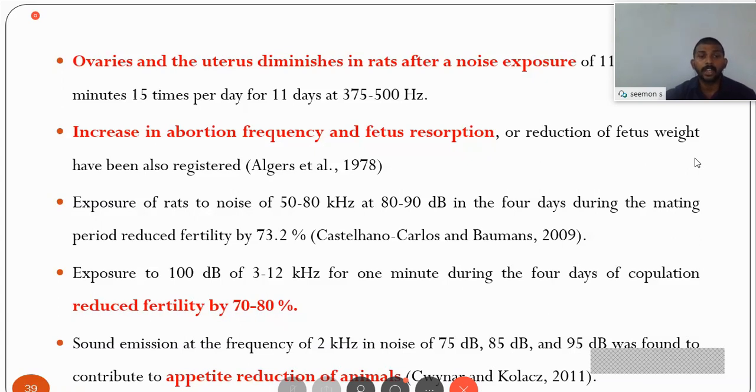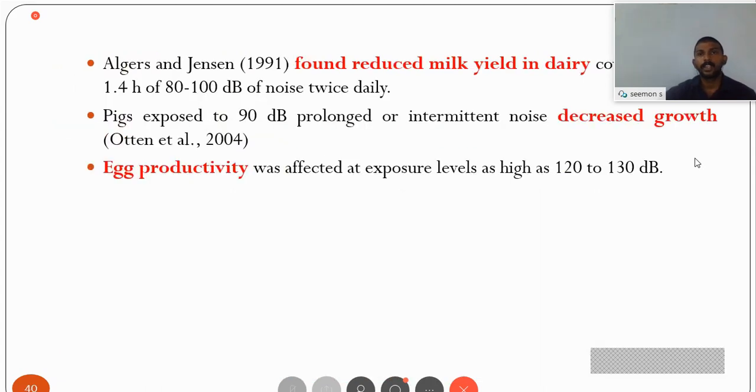Next, higher exposure to sound emission shows appetite reduction in animals. They may not be able to eat the food; they do not feel comfortable eating. It is found that higher exposure to noise reduces milk production in cows. In the case of pigs, higher exposure to noise decreases growth. And egg production in poultry is also reduced if exposed to 120 to 130 decibel.